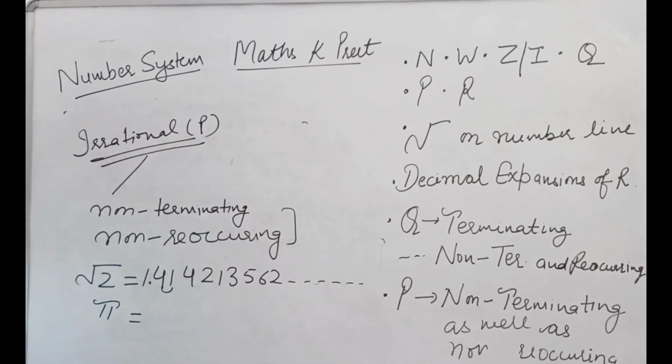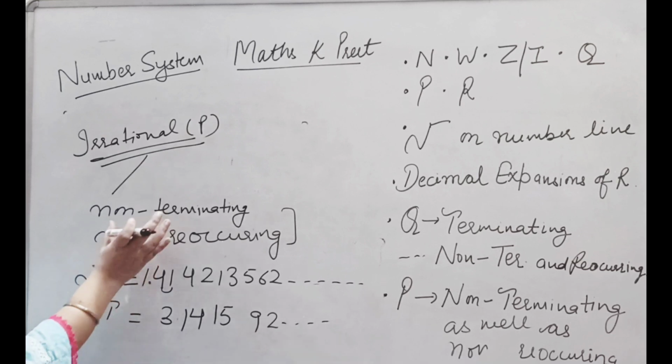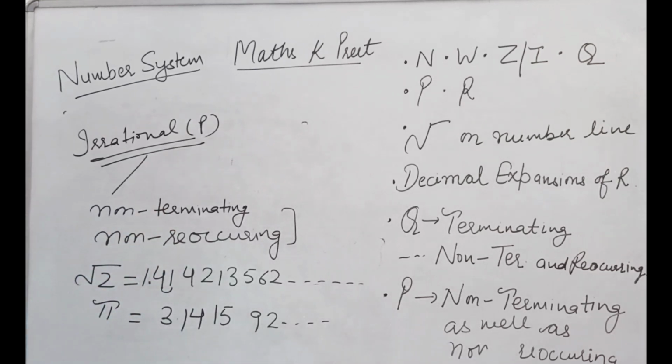It's not ending somewhere. The value of pi is 3.141592 and so on. No digit, no set of digits, not a single digit is repeating itself. So these numbers are what? Such numbers which are non-terminating and non-reoccurring are the irrational numbers.